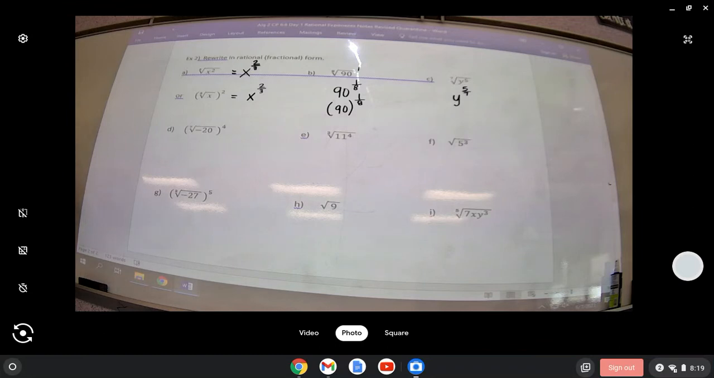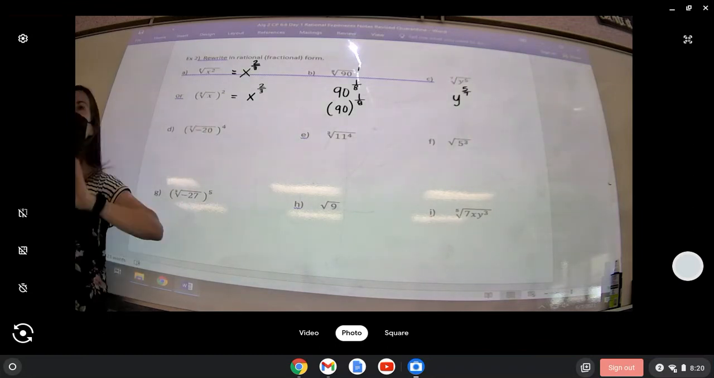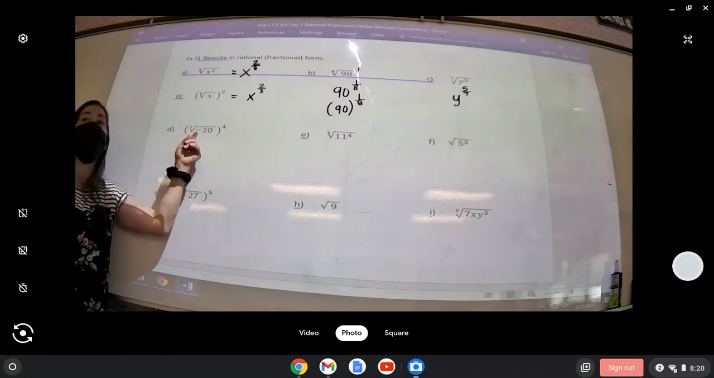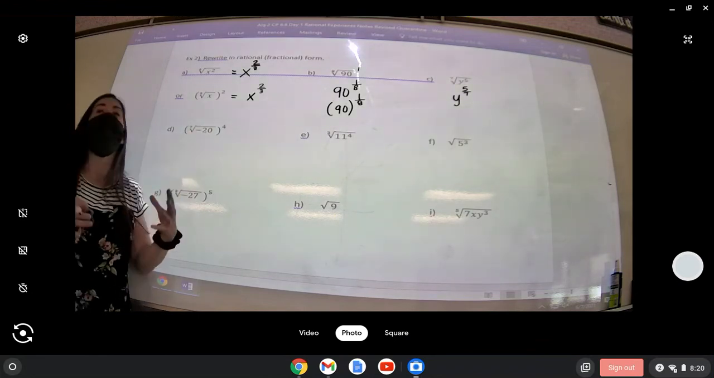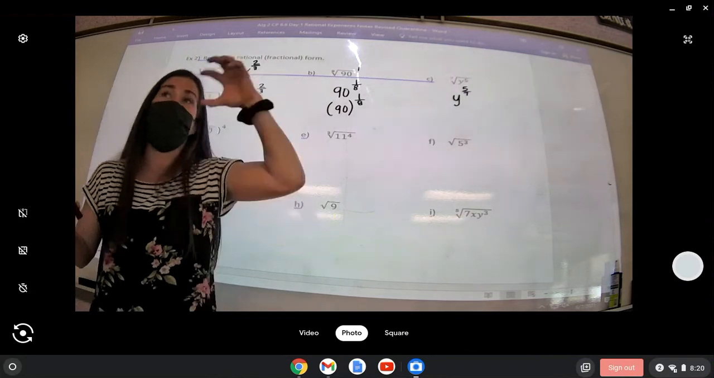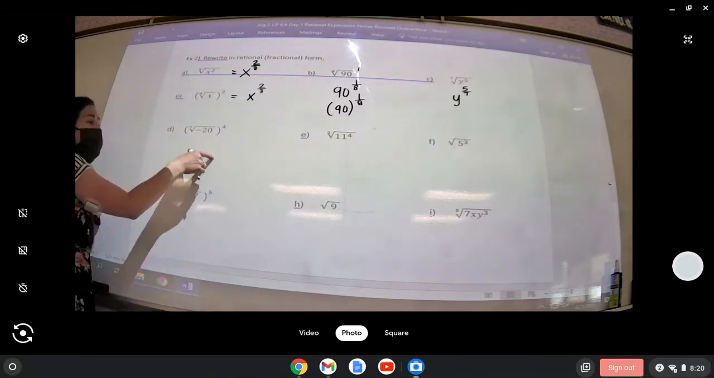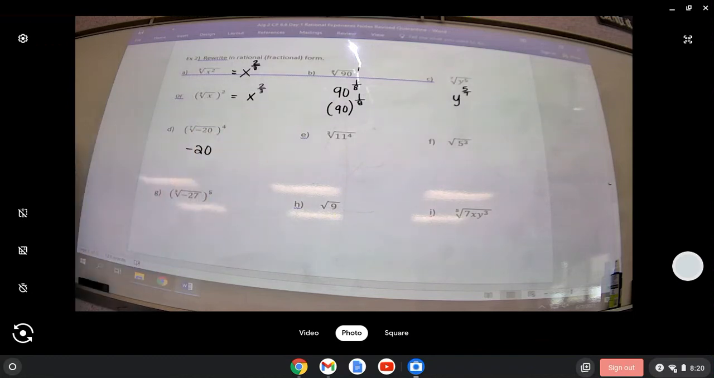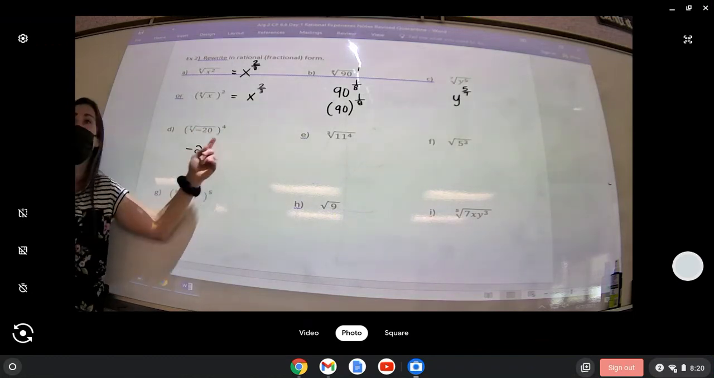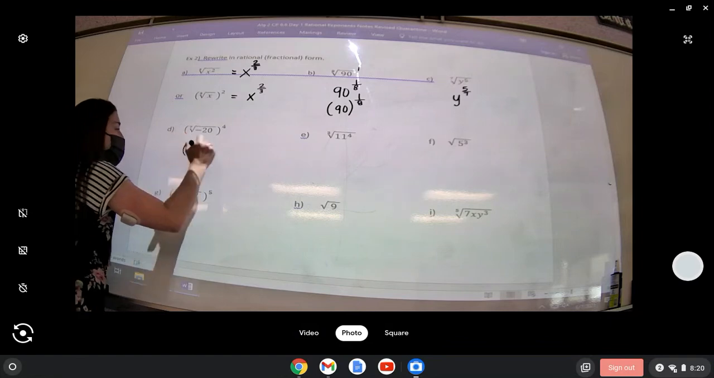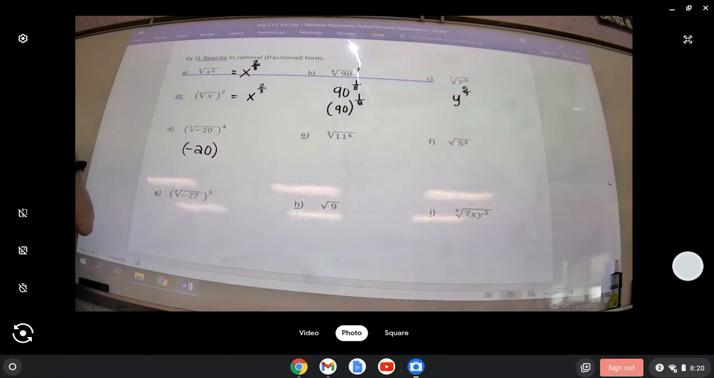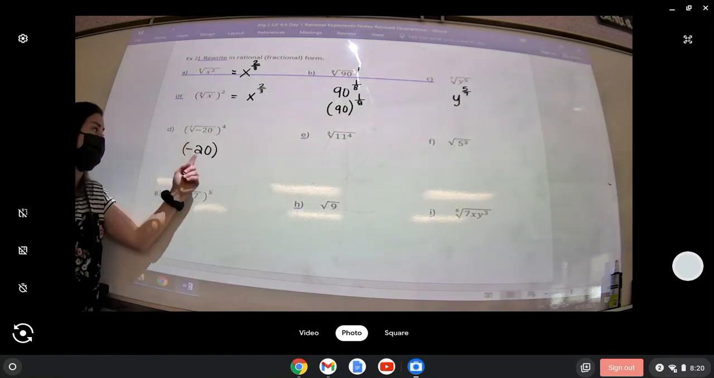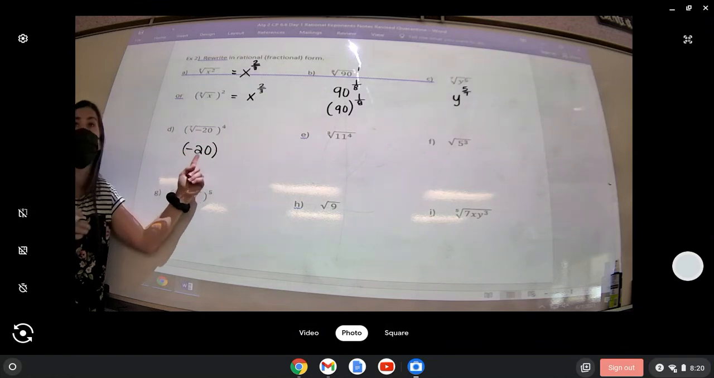Okay. See how this one definitely has parentheses? The reason it has parentheses is because the number under the radical is negative. The negative and the 20 were both under the radical. So when you go to rewrite this one, when you take negative 20 out from underneath the radical and you're about to give it a fractional exponent, guys, it's got to have parentheses around it. You've got to show that this root and power are going to go back on the negative and the 20.